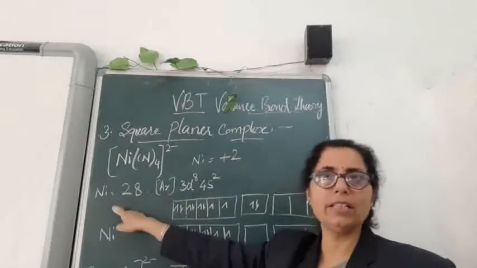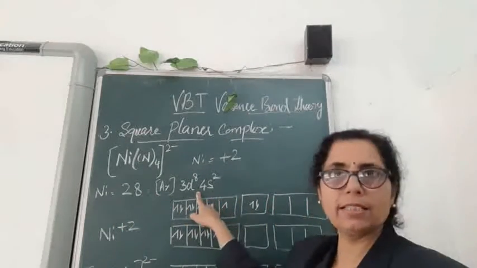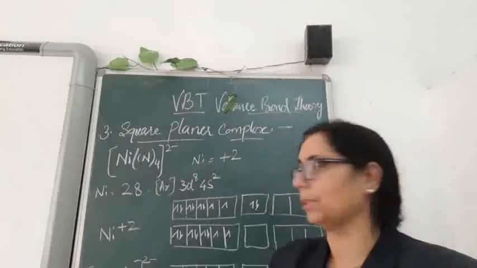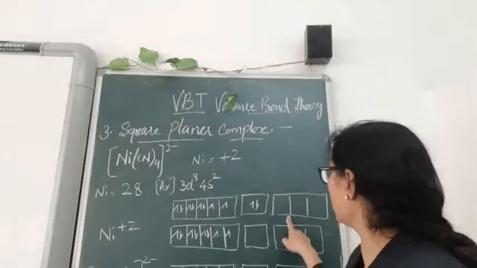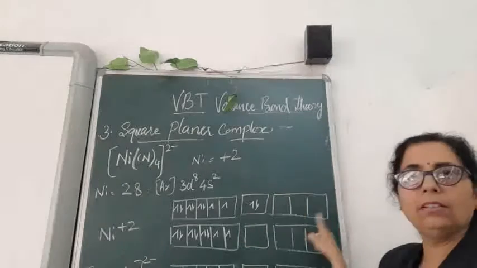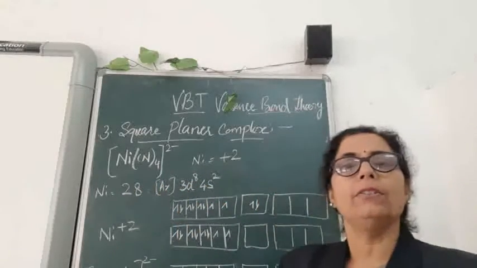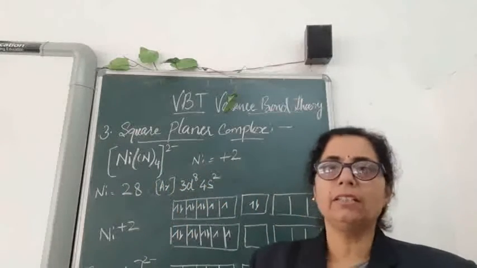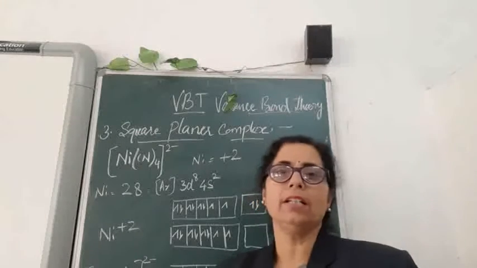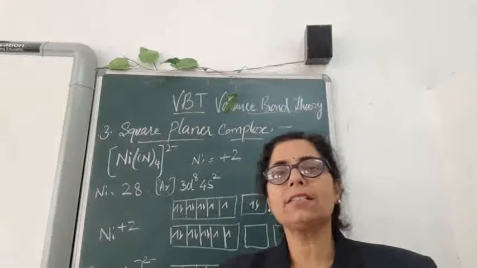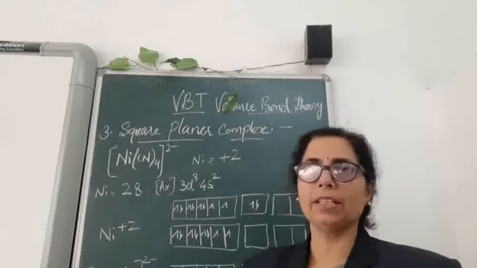Now here again we will write down its electronic configuration. Nickel has atomic number 28, and the configuration is the same as we discussed in the earlier example. After writing the electronic configuration, we will find that only 3 orbitals are available, but we need 4. After getting 4 orbitals, we will find that the structure has changed. In the earlier tetrahedral example, we got 4 orbitals and the structure was sp3 hybridized, and you know sp3 is always tetrahedral.